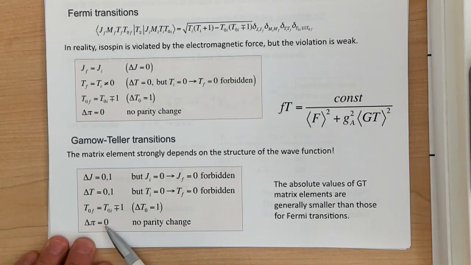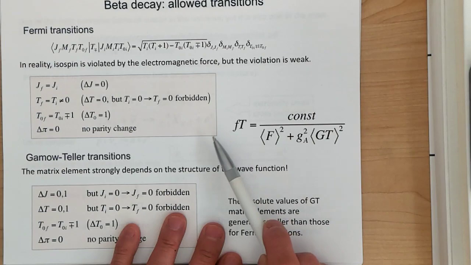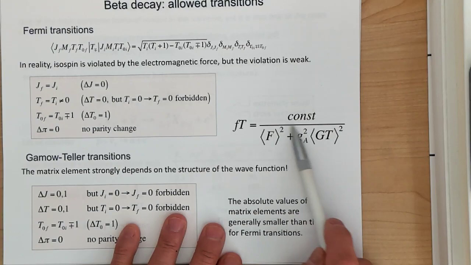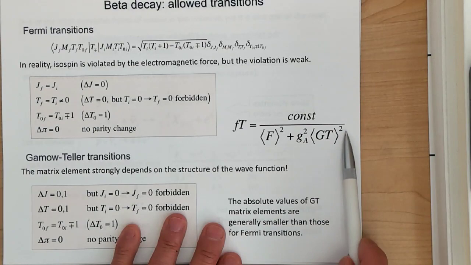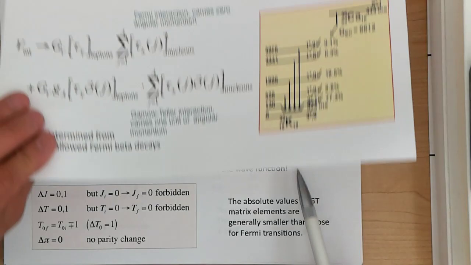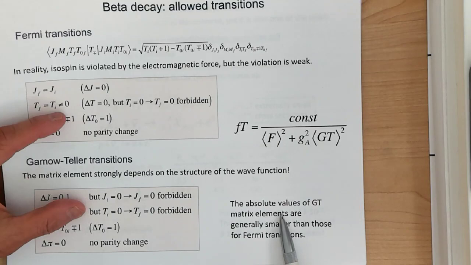It remains the same. When you calculate the Ft, remember this F is the integrated Fermi function, and T is the half-life. This is equal to some constant, which you have to calculate, divided by the amplitude squared for the Fermi transition plus the amplitude squared coming from the Gamow-Teller transition, where we've explicitly pulled out a factor of GA. In general, the amplitudes for the Gamow-Teller matrix elements are smaller than those for the Fermi transitions when they're allowed.